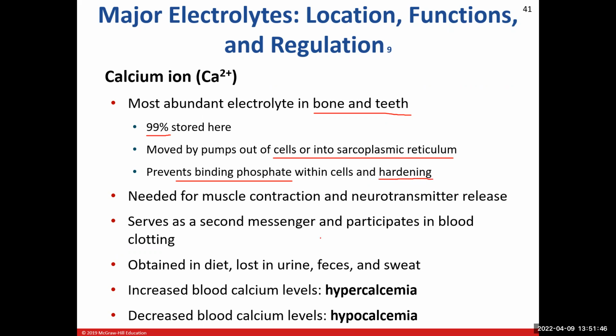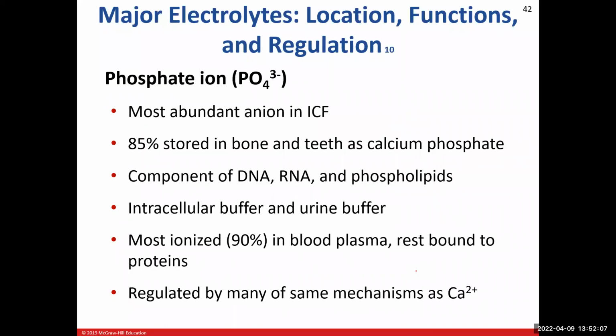So how do we get calcium? Primarily through our diet. And then we'll lose it primarily through urine, but also feces and sweat. Increased blood calcium levels we refer to as hypercalcemia, and decreased blood calcium levels we refer to as hypocalcemia.